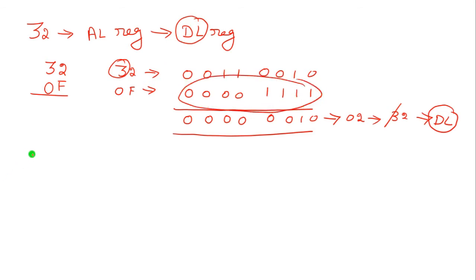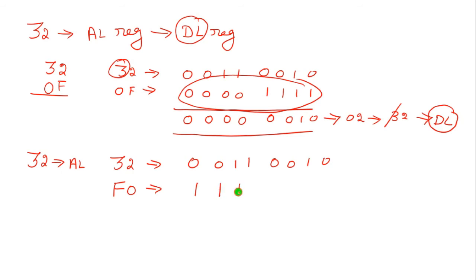Next, this 32 data is available in the AL register. Now we are going to perform the lower nibble masking, where we hide the number 2. How? The equivalent binary of number 32 is 0011 0010. To perform the lower nibble masking, the number is ANDed with F0. What is F? F means 15, that is 1111, and 0 is 0000.